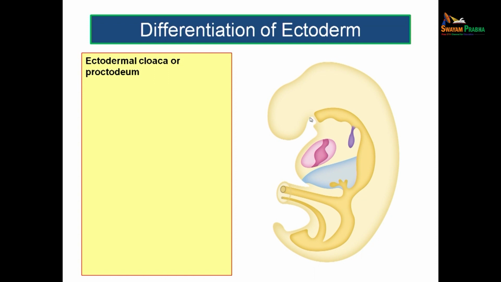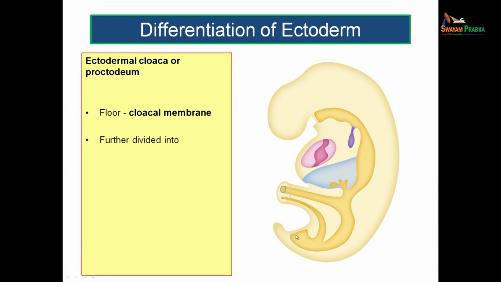Now a similar region is seen at the caudal end, similar to the stomodium. This region is known as proctodium or ectodermal cloaca. So what are the boundaries of the proctodium? Similar to stomodium, let us discuss the boundaries of the proctodium.